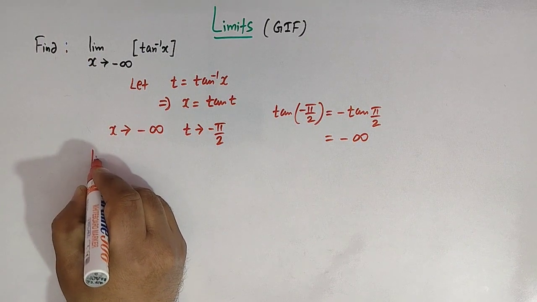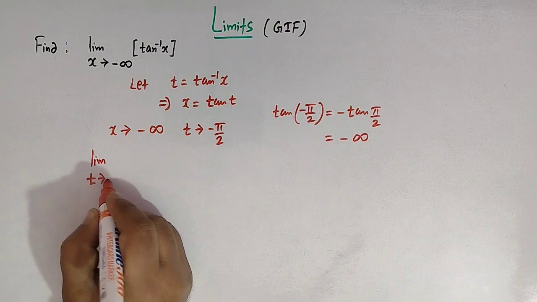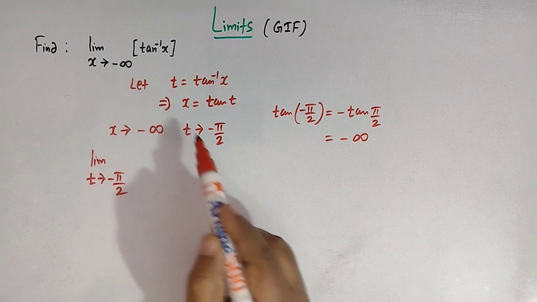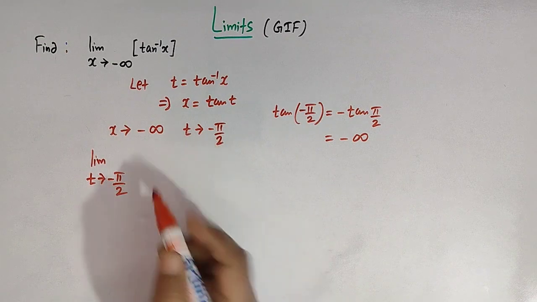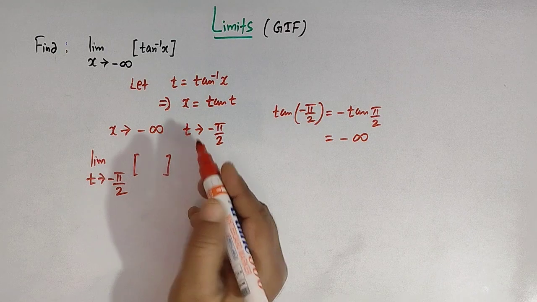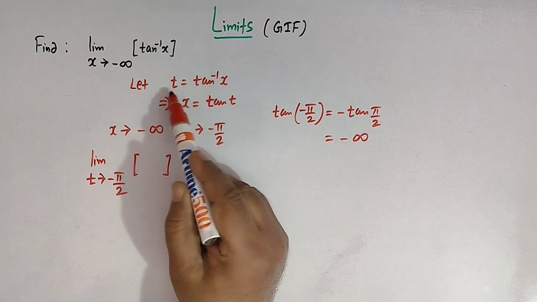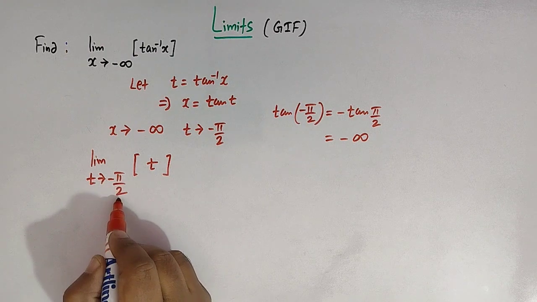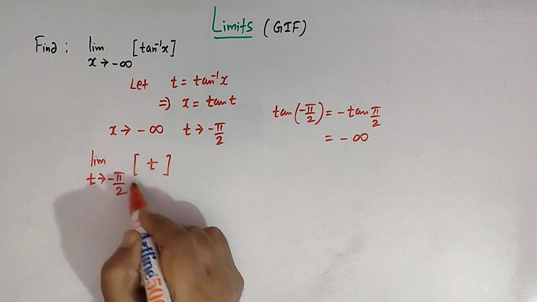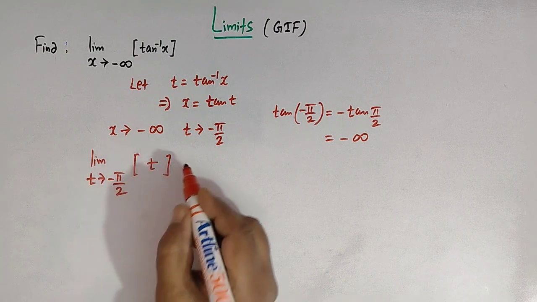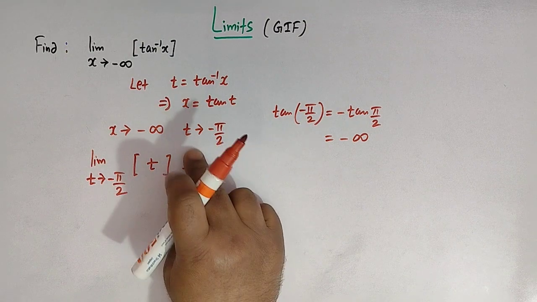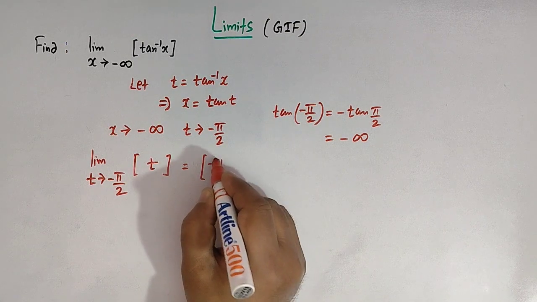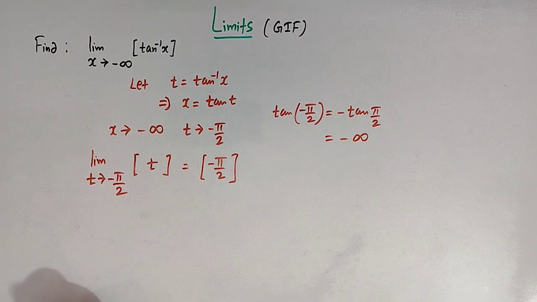So now the limit becomes limit t tends to minus pi by 2, since for x tending to minus infinity we can write t tending to minus pi by 2, of the greatest integer of tan inverse x, and tan inverse x is t. Now when t tends to minus pi by 2, what is the value of the greatest integer of t? What we will do here is take t equal to minus pi by 2, so we have the greatest integer of minus pi by 2.